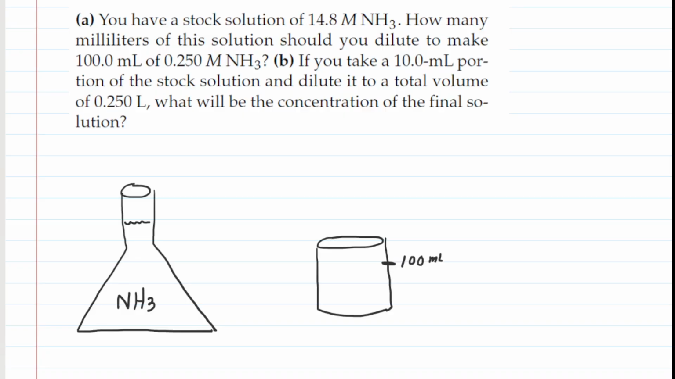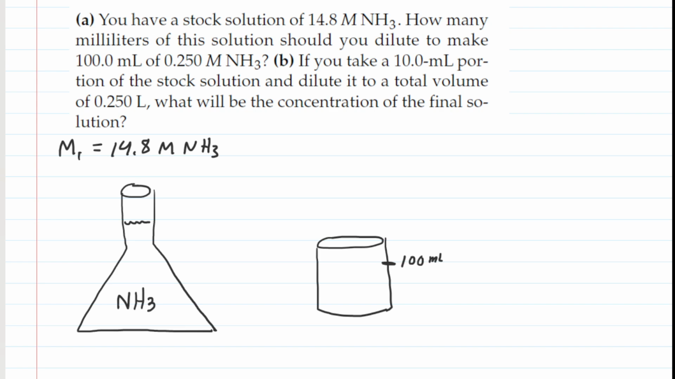We have a stock solution of 14.8 molar ammonia. So that's the stock solution right here. We know the molarity of that stock solution. We're actually just going to call that molarity M1. So M1 is equal to 14.8 molar of NH3.